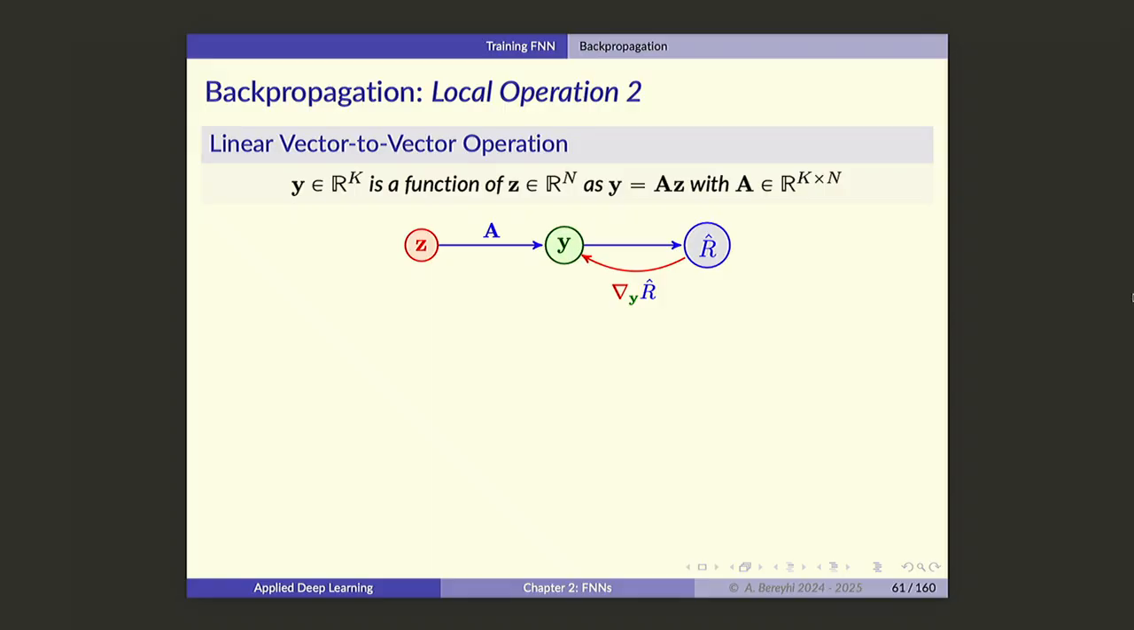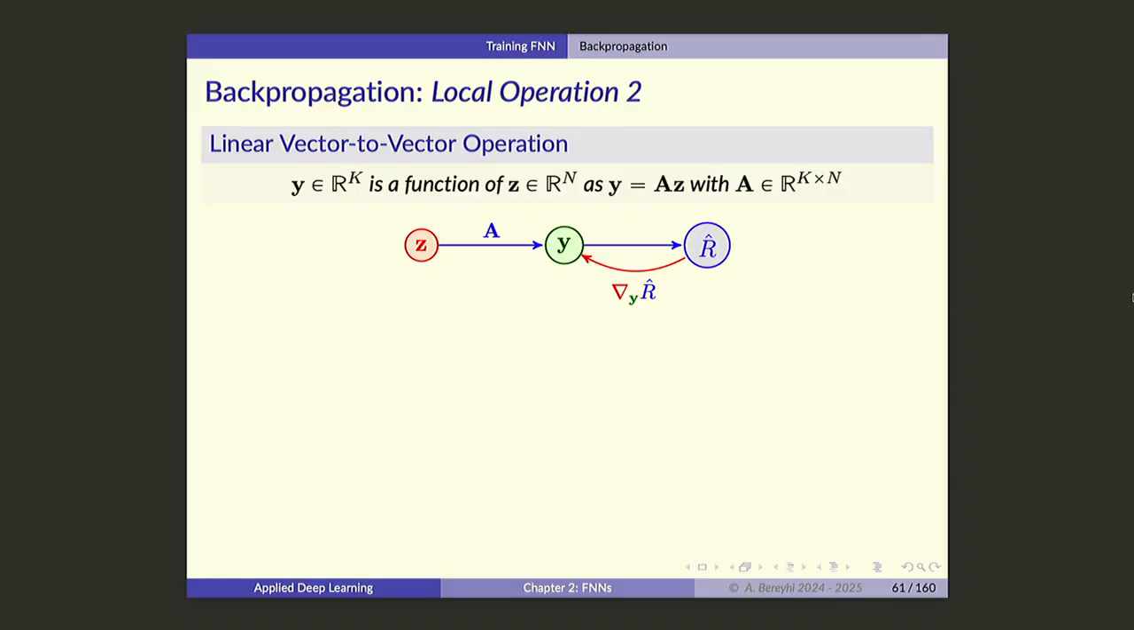Now, what about this guy? This is gradient with respect to y, the same thing. This is k-dimensional. What should this gradient now be? What is it? N. So how can you multiply a k-dimensional vector with a matrix and end up with an n-dimensional vector?